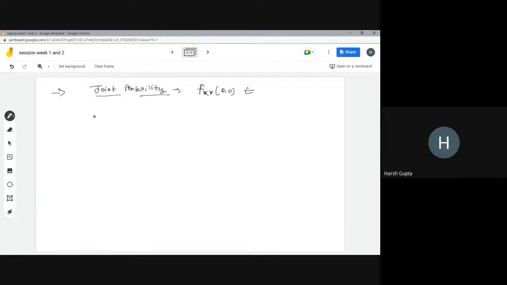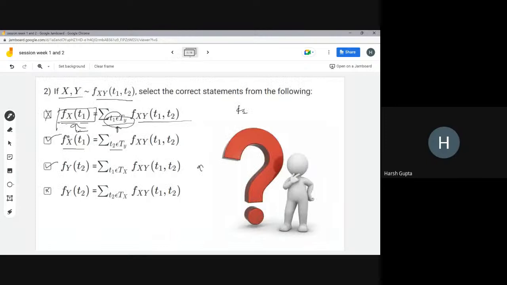Now, what is the marginal probability? Can you tell me? It will be like f of y of 1 or f of x of 1, anything in the range of f of x and y. Okay. So see here, what is this? This is the marginal probability. Yes, sir. Okay. So we are finding the marginal probability for the first variable, T1.